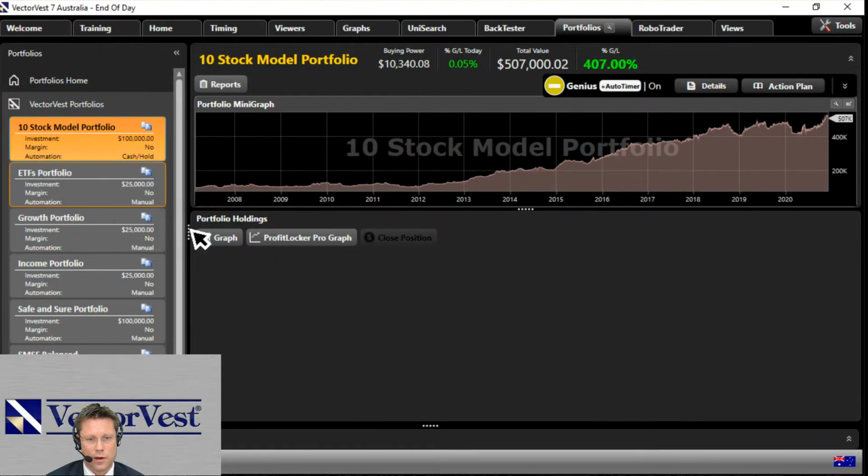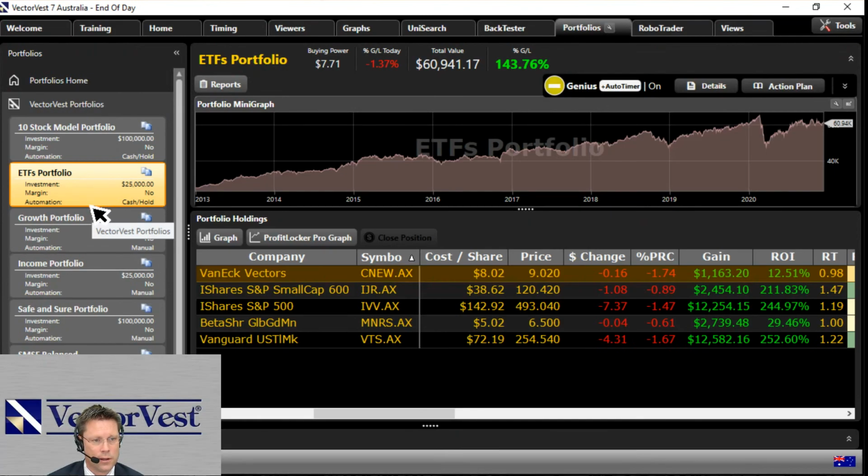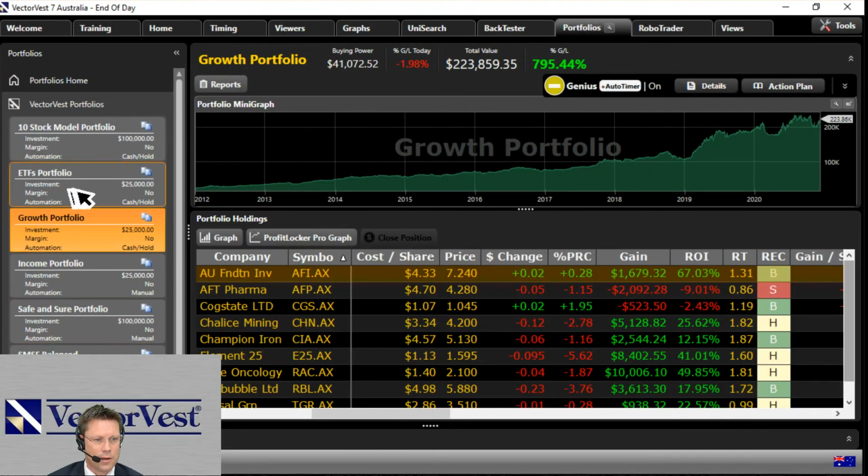Here's the ETFs portfolio. If you want a really boring portfolio to follow in terms of the amount of work you've got to do, this portfolio, if you're lucky, will do one or two trades every 3 years. So it barely does any trades ever. It annualizes over 15% returns a year. Here's our growth portfolio. It's boomed along really well.